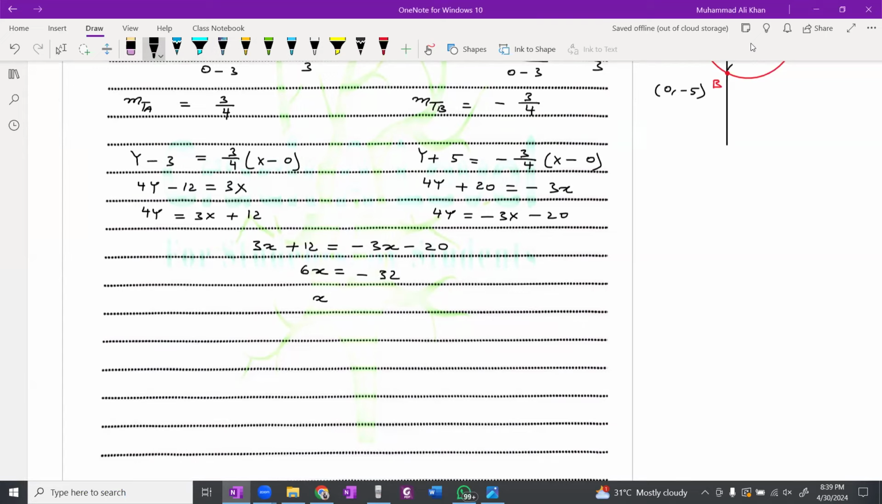And the final answer of x is minus 16 over 3. For y, just replace x by minus 16 over 3 in any equation and get the value of y. So the value of y is minus 1. So the coordinate where the tangents meet is (minus 16 over 3, minus 1). Hopefully, the question is clear. Question of circle. There's no confusion in this.